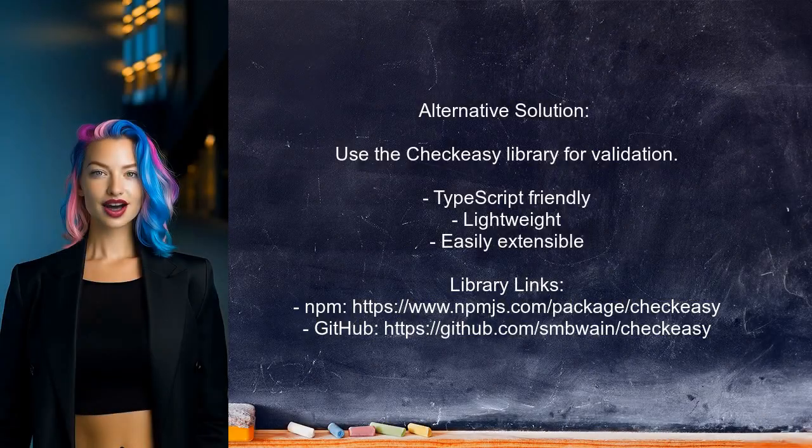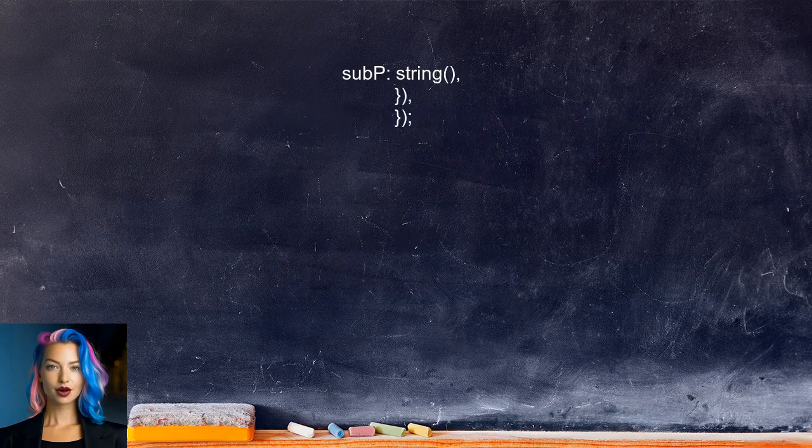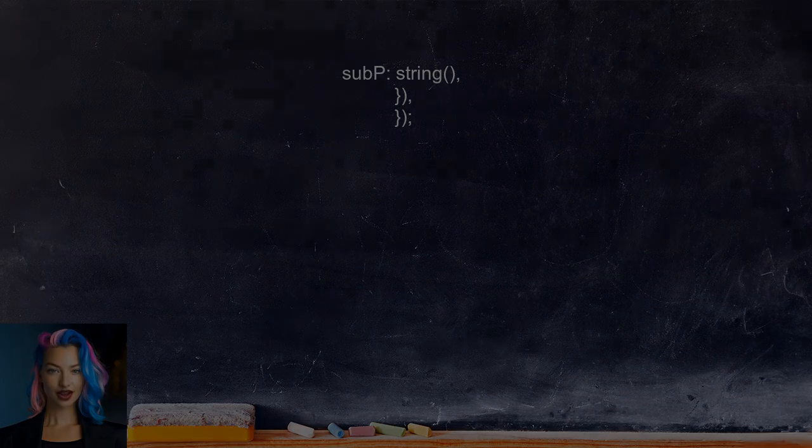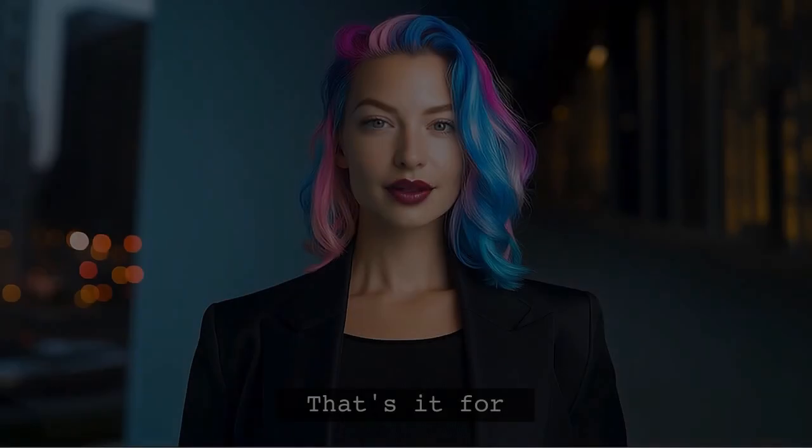An alternative solution for object validation in TypeScript is provided by a user who recommends a library called CheckEasy. This library is designed to be TypeScript-friendly, lightweight, and easily extensible with custom validators. To implement validation, you can define a validator using CheckEasy's functions. For example, you can create a validator for an object with various types and constraints, such as integers, strings, and optional fields. The library also provides clear error messages when validation fails, making it easier to debug issues with the data structure. That's it for that response.